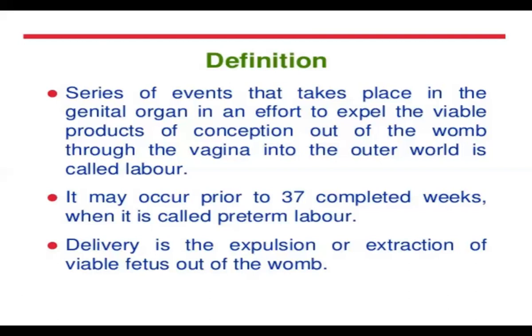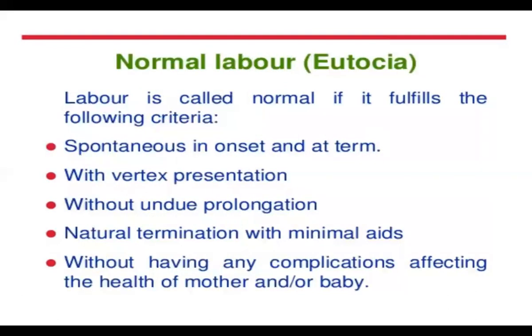Delivery is the expulsion or extraction of the viable fetus out of the womb. And for normal delivery, what word do we use? The word is eutocia, E-U-T-O-C-I-A. Labor is called normal if it fulfills the following criteria. First, it should be spontaneous in onset and at term. At term means it covers the complete term, that is from 37 to 40 weeks.